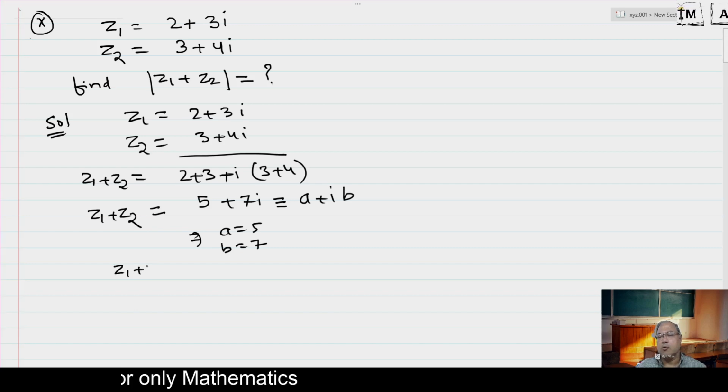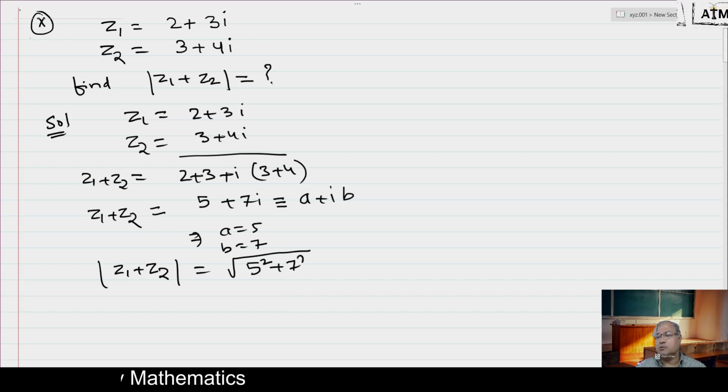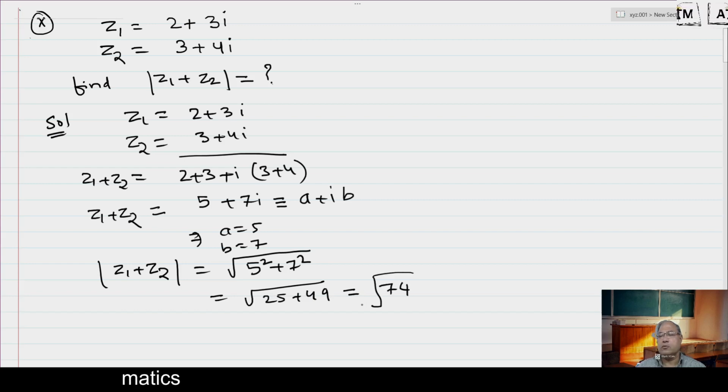Now the modulus of complex number z1 plus z2 equals the square root of 5 squared plus 7 squared, which equals the square root of 25 plus 49, which equals root 74. In this way, when two complex numbers are added, we can also find the modulus.